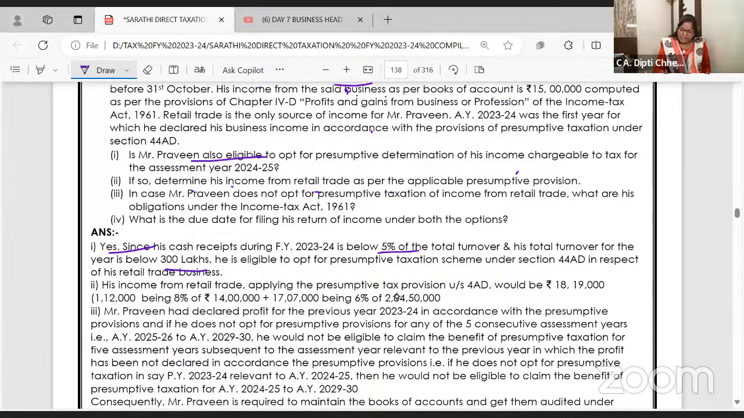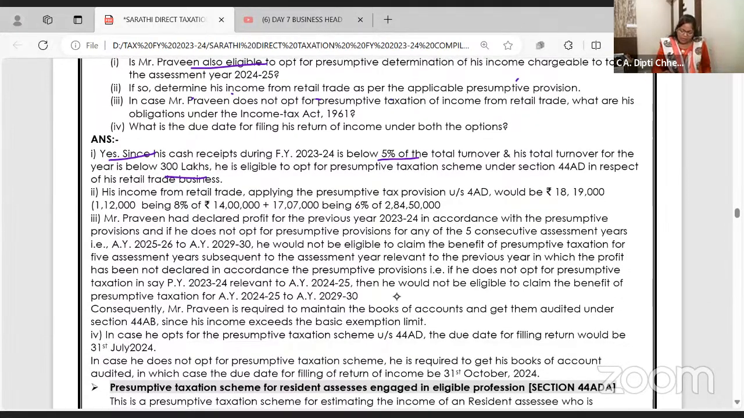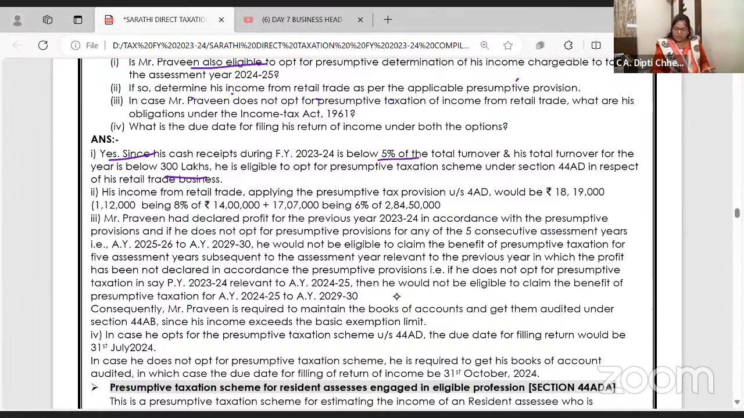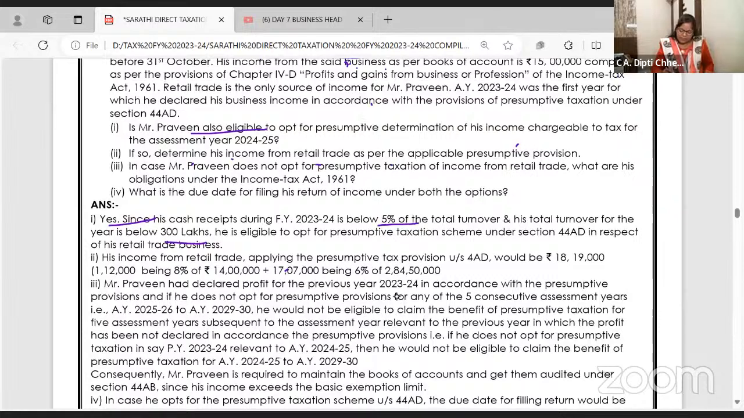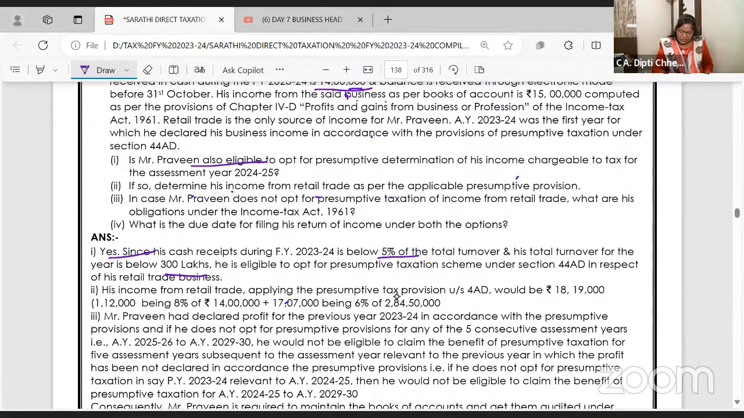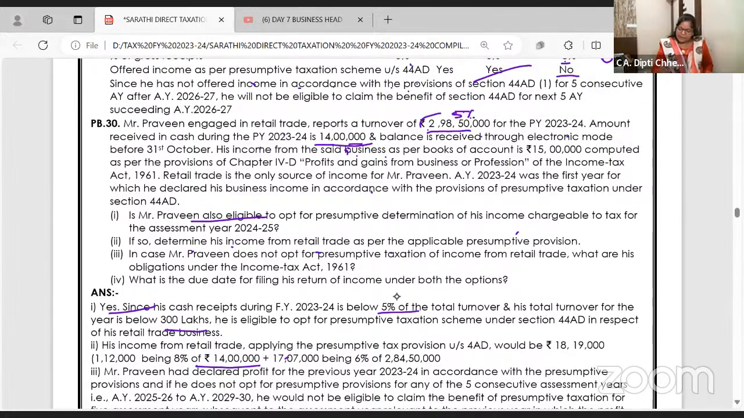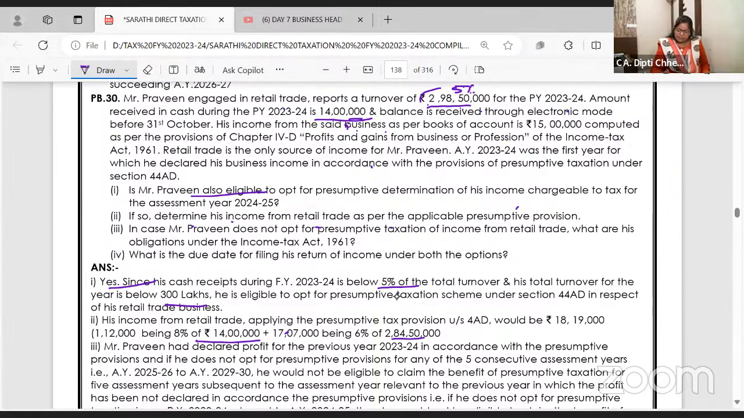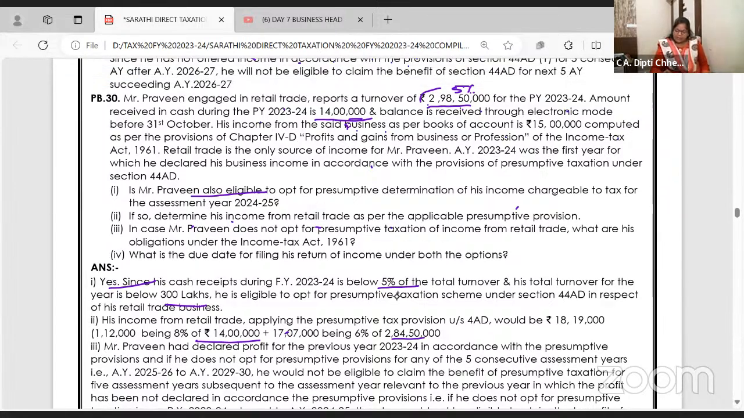If so, determine his income. Okay, what will be his income if he decides to opt? But once he decides, his income will be whatever is cash turnover, 14 lakhs, 8%, right? And whatever is remaining turnover, उसका कितना होगा? Remaining turnover का 6%. This is what is the net profit.